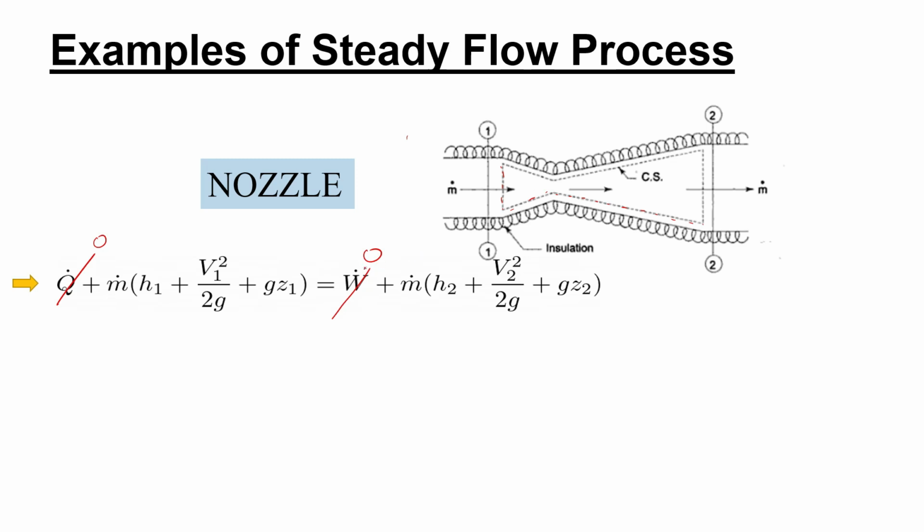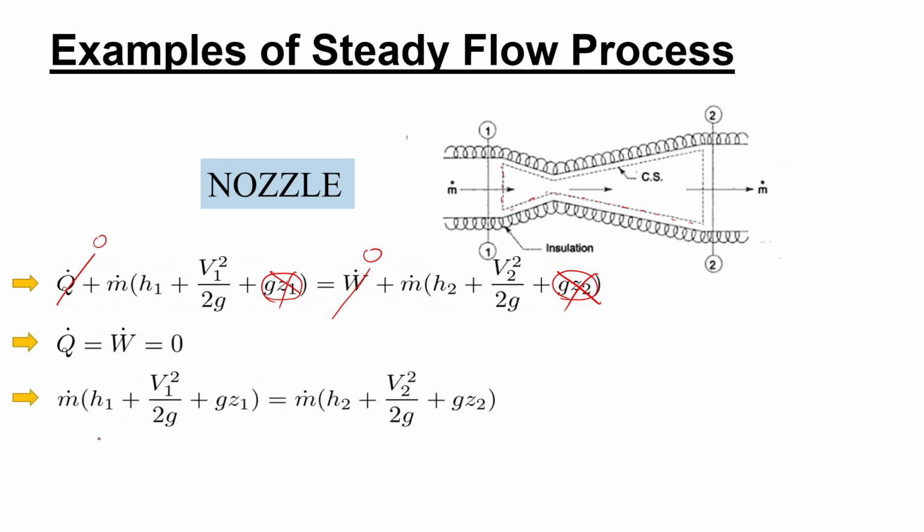And you can neglect these also, gz1 and gz2, because in this nozzle the fluid enters and leaves at the same level. So you can cancel these two. So you can reduce this equation. So that is Q dot is equal to W dot is equal to 0. So you will get the equation like this.